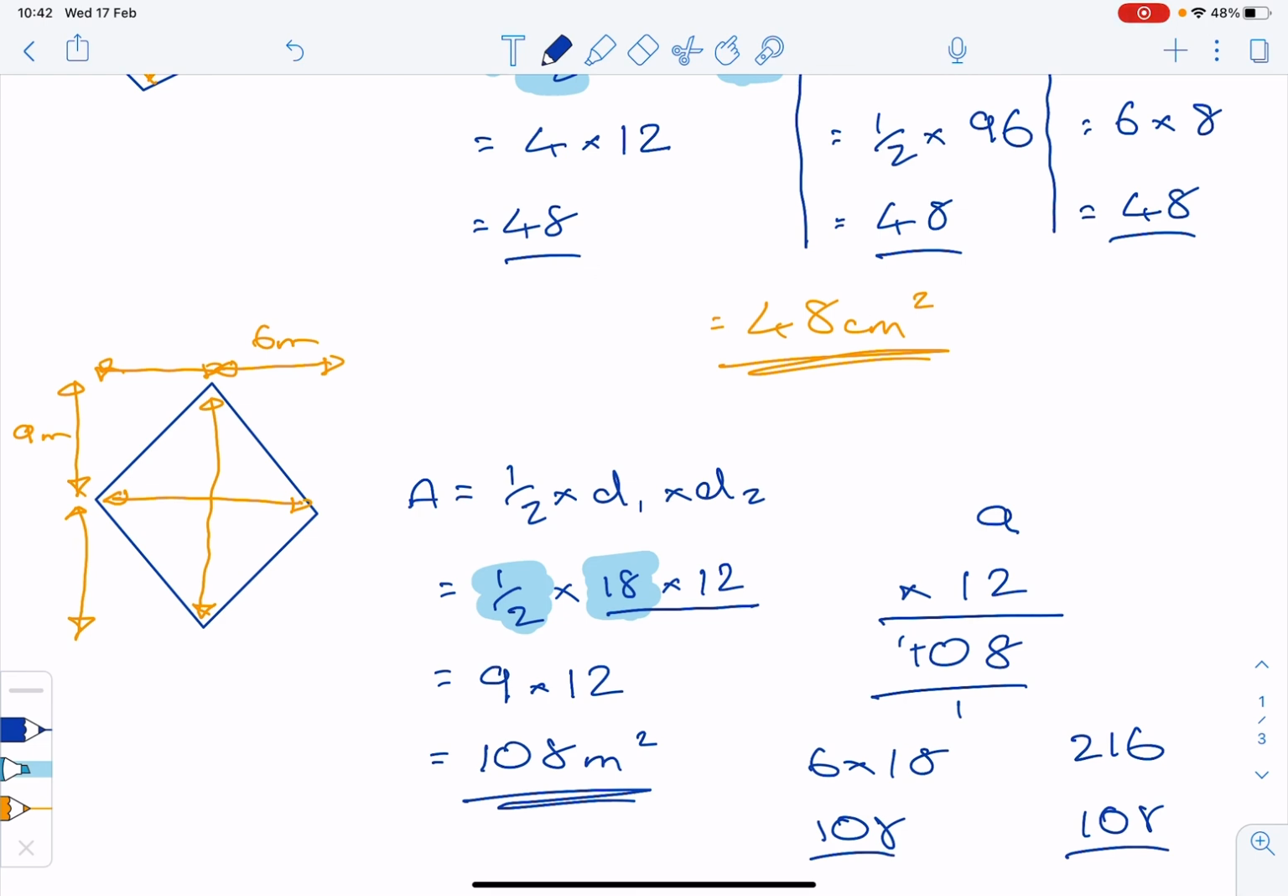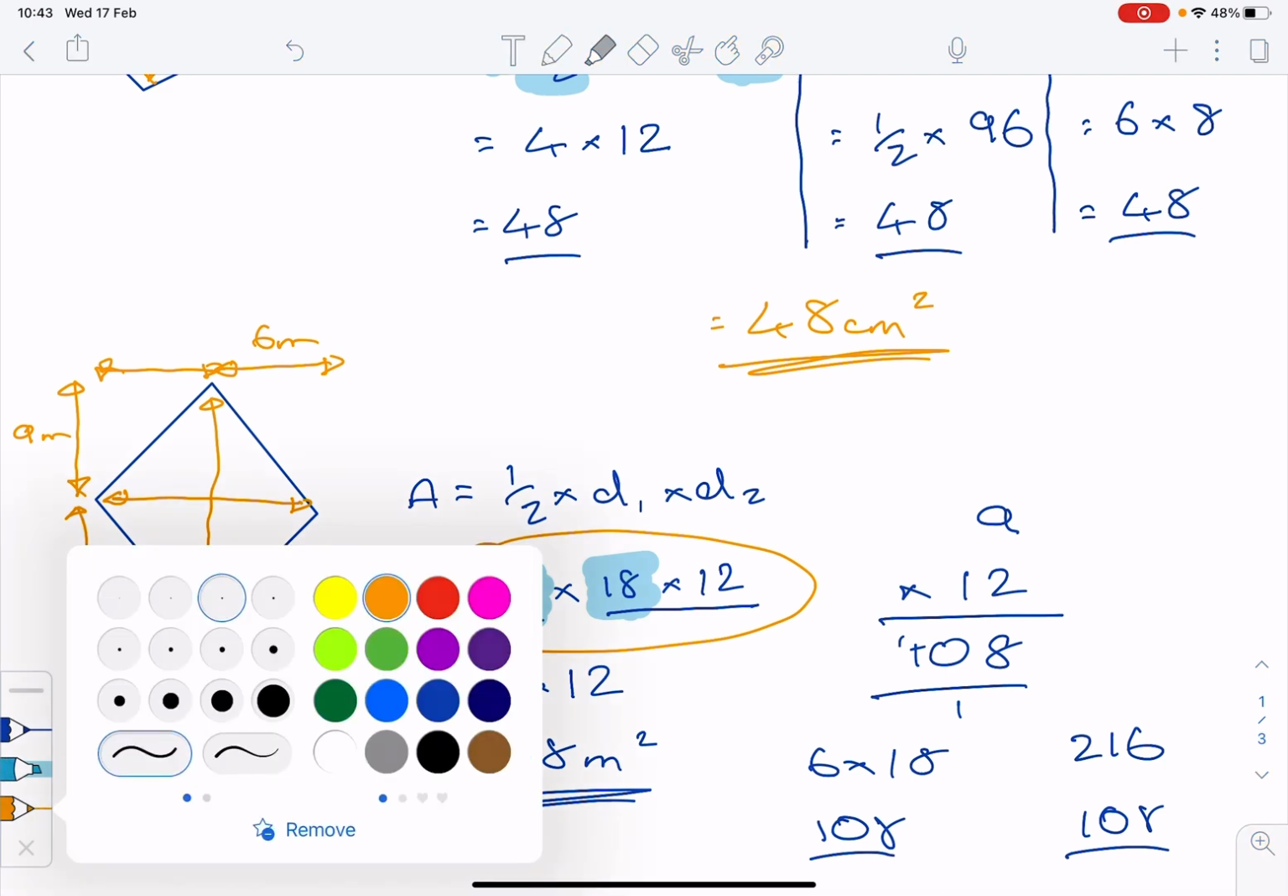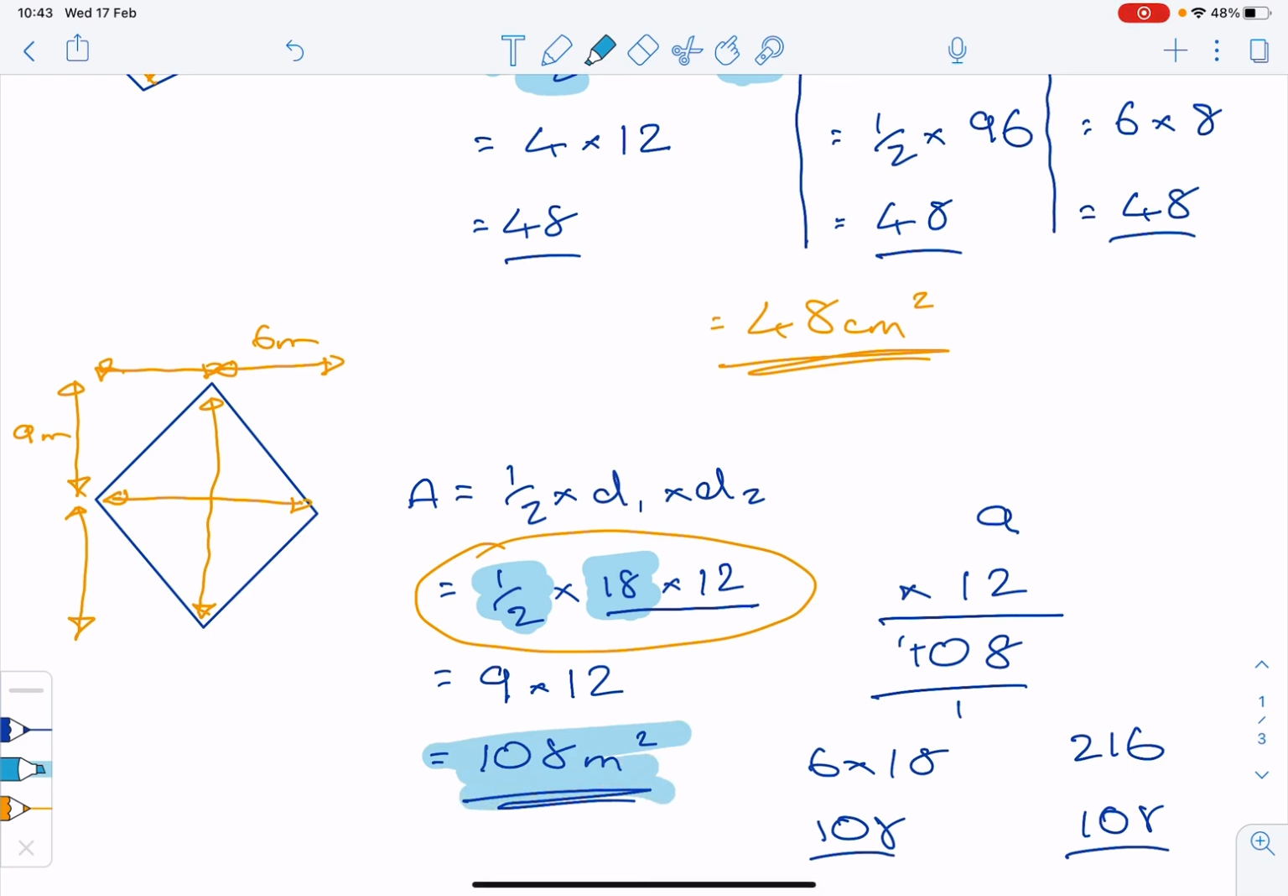But as long as you have a situation like this, where you have 3 things or more multiplied together, you can pick which order you do it in. Half times by d1 times by d2 is the same as a half times by d2 times by d1. So it doesn't matter which order we do it in. Whichever you find easiest to get you to the answer that is required, 108 meters squared.